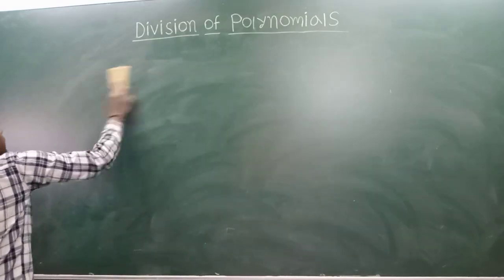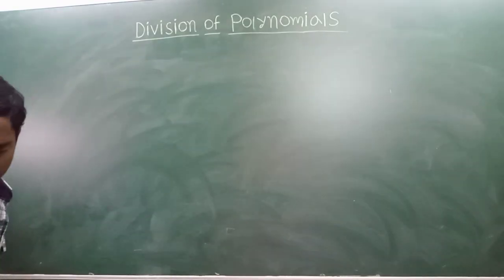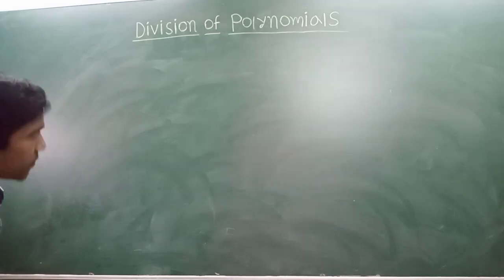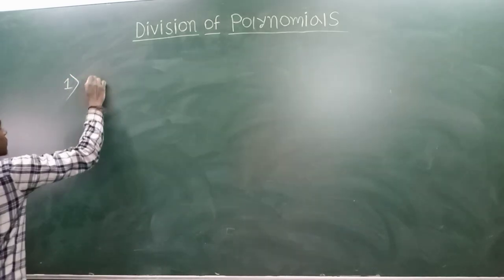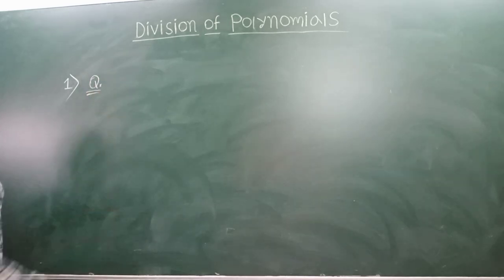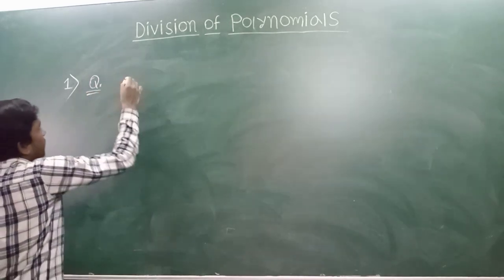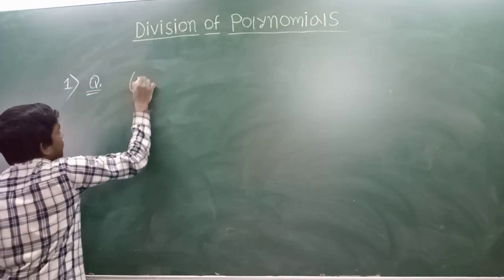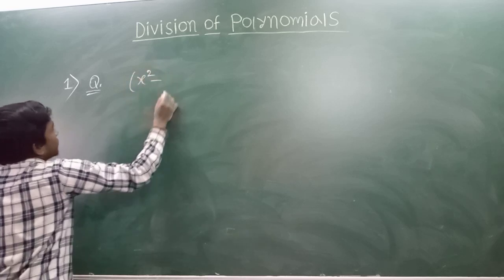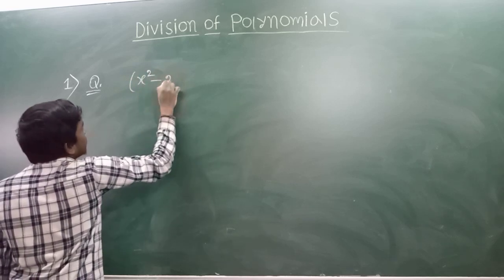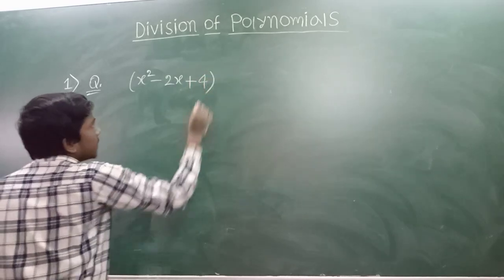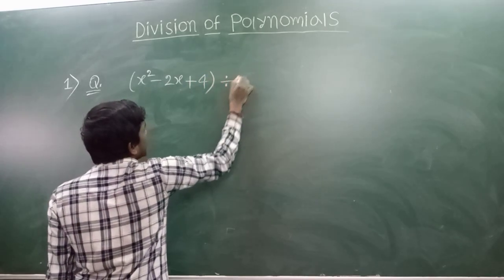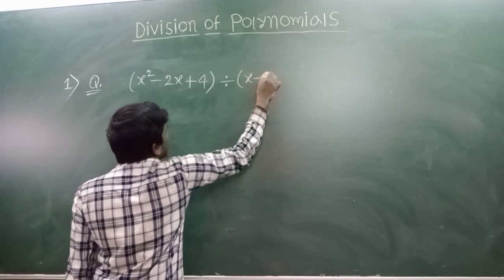We'll take a very basic example first. Example 1. Say, x squared minus 2x plus 4. Divide it by x minus 2.